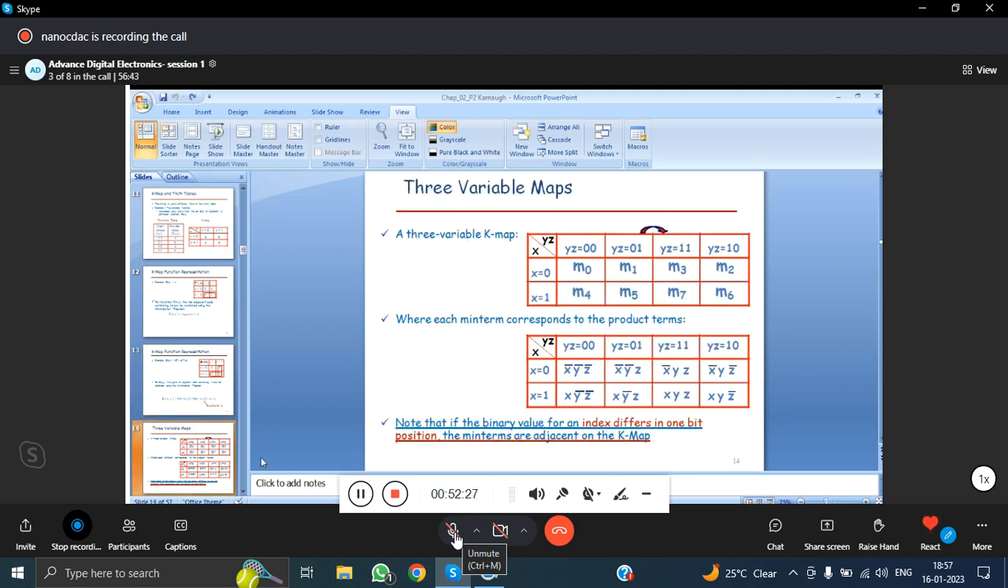Now, the three variable KMap. In the two variable KMap we easily put 0 1 2 3, or A B C D like that. In the three variable KMap, three variables means 2 power 3, so how many blocks will be there? 8 blocks will be there. So in these 8 blocks, for columns it is x, and for rows it is y z.